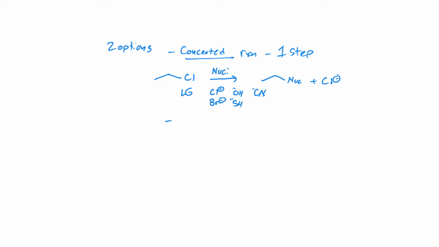So concerted is one option. The other option is a stepwise process, and that typically happens with tertiary alkyl halides or similar. Again, nucleophile, same as what we discussed a minute ago. The first step, though, is simply creating a carbocation by losing that leaving group. The second step is adding the nucleophile to the cation to ultimately substitute the chlorine for a nucleophile. But this is a two-step process.